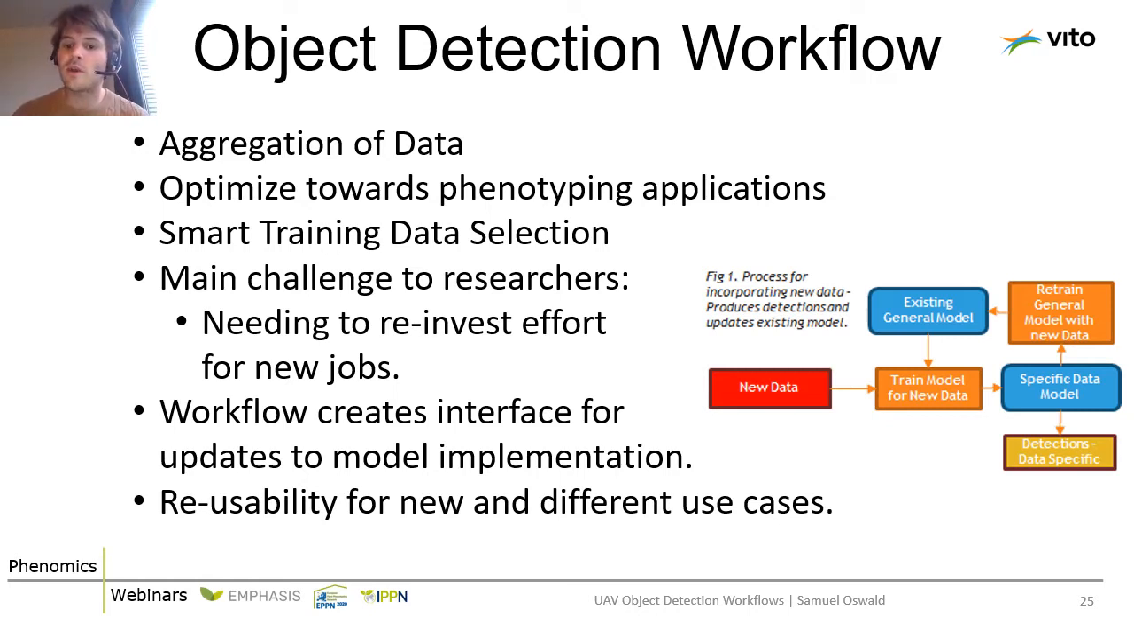So yeah, there's a quite simple overview here. We have different specific data models for different applications, as well as general models, which aggregate all of the data. And so when we receive new data, we retrain these, produce new specific data models, and then create the detections from this.